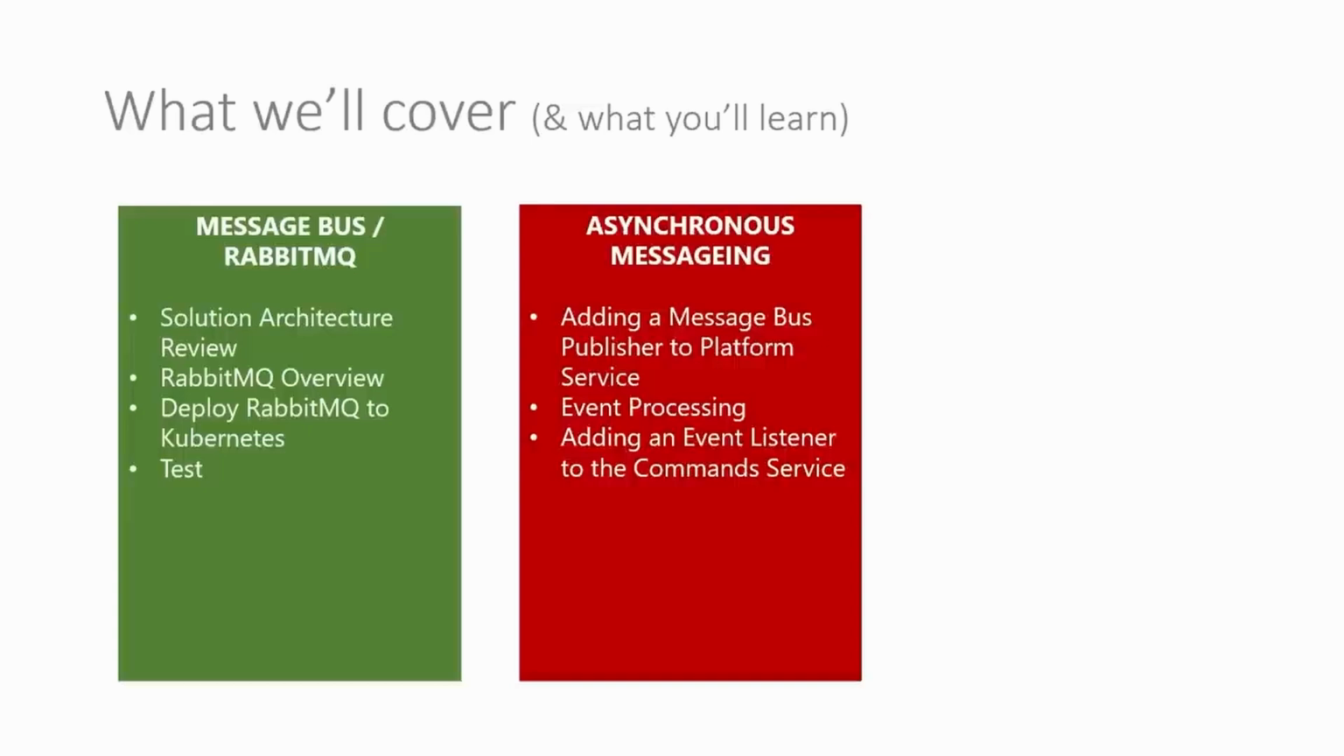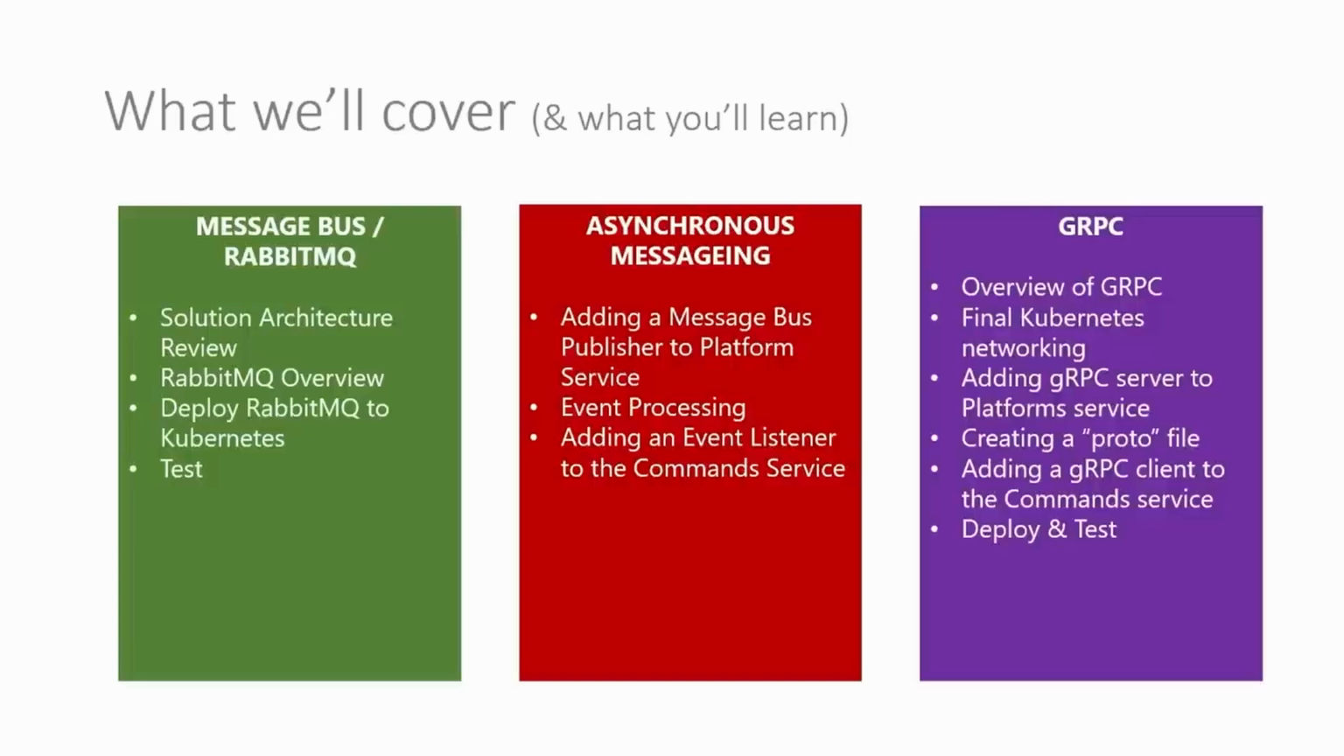Part 8, we then start to really build out our asynchronous messaging using RabbitMQ. So that involves adding a message bus publisher to our platform service. We look at event processing, and then we add an event listener to the commands service. And then to round out the course, we look at gRPC, so an overview of what gRPC is, why you would use it, all that kind of stuff.